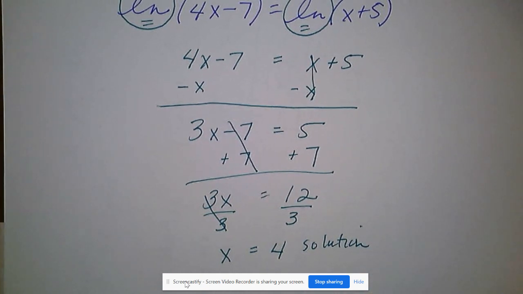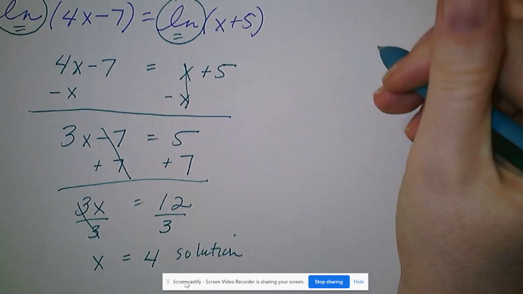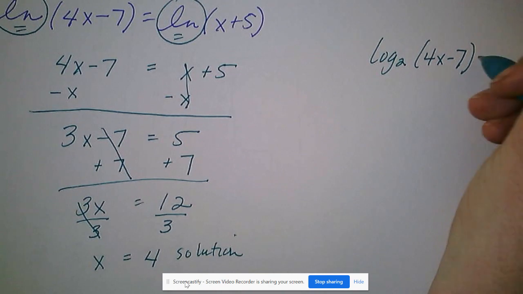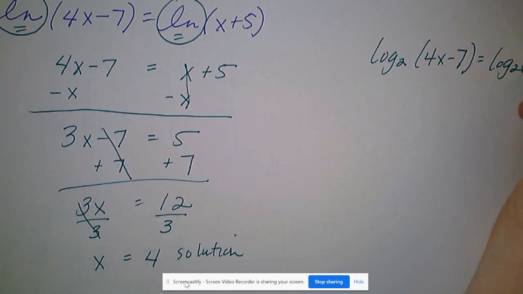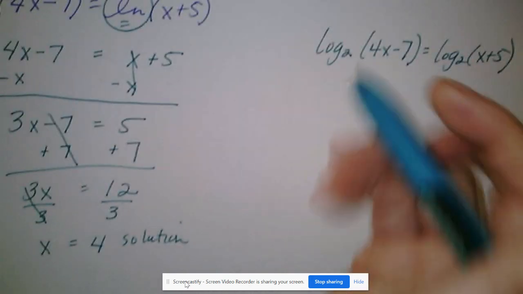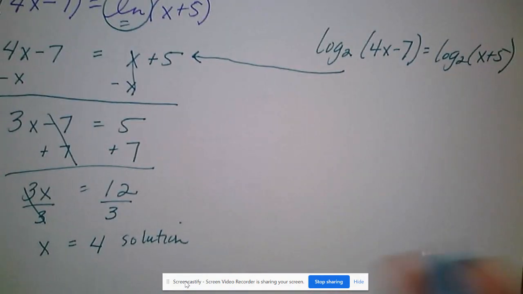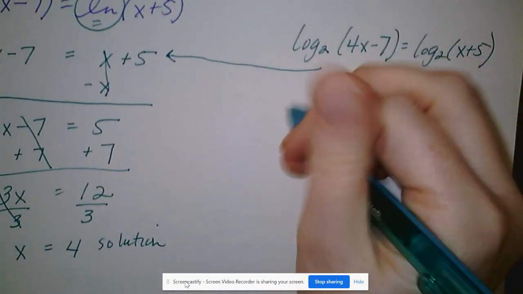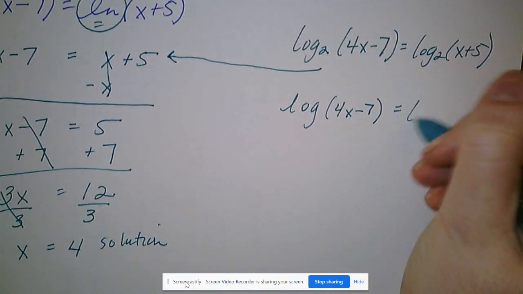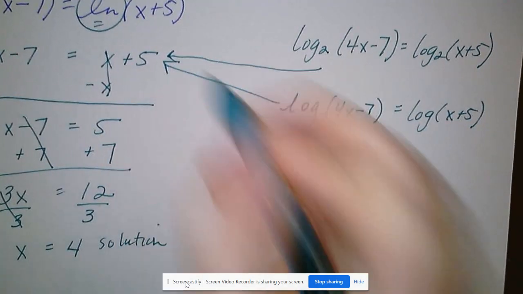So I want to make this really clear. I'm not going to do a whole another problem, but if your equation looked like log base 2 of 4x minus 7 equals log base 2 of x plus 5, if you did this, it would be the same thing. You would still go to this step. You just drop the logs. Same thing if you had log of 4x minus 7 equals log of x plus 5. You would still do the same thing.